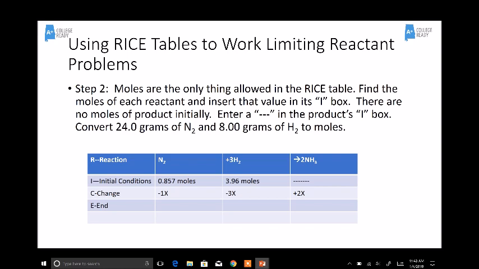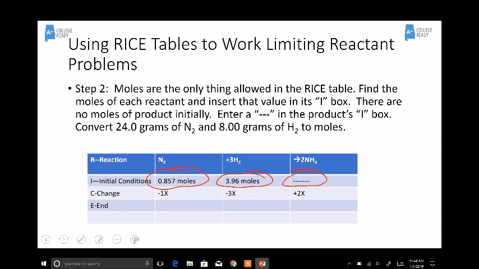So the first thing that we needed to do was to convert 24 grams of nitrogen and 8 grams of hydrogen to moles. So as you can see, I already did that down here. It's 0.857 moles of nitrogen and 3.96 moles of hydrogen. And you can see that I entered dashes for the initial number of moles of ammonia.